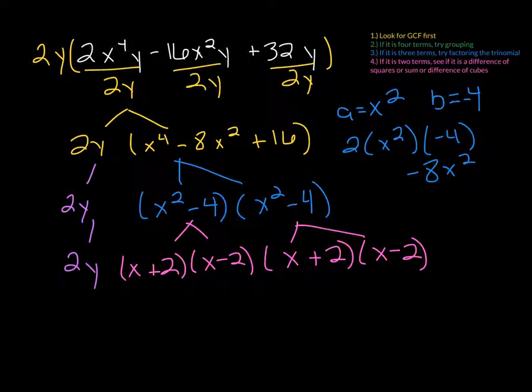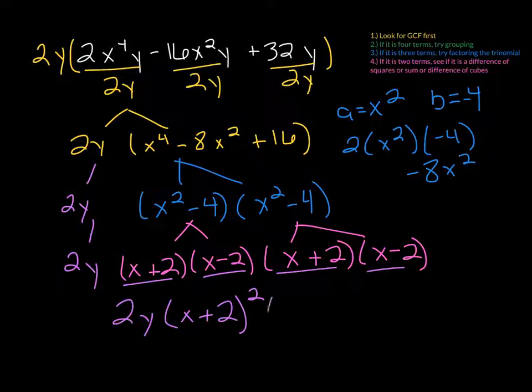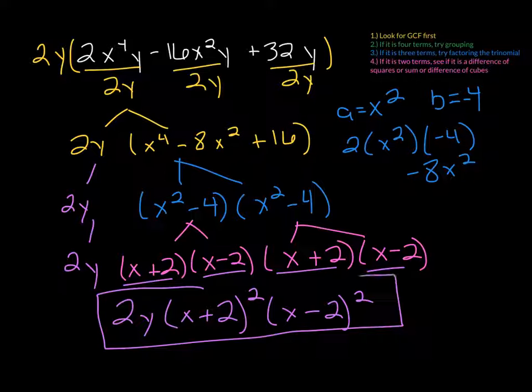Now let's rewrite our final answer using exponents. We have x plus 2 2 times, and we have x minus 2 2 times. So that would be our factored form.